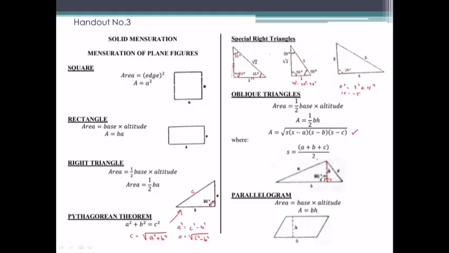Then we have parallelogram. The formula for area of the parallelogram is the measurement of the base times the altitude. To get the altitude, you simply draw a drop down from the other side to here, perpendicular to the other side as well.